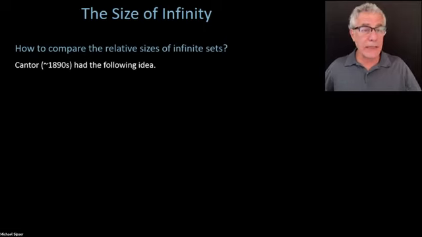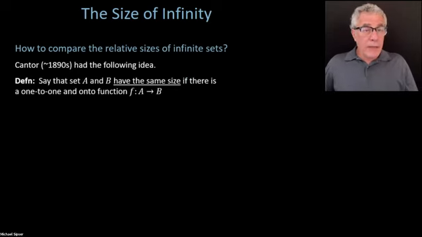And so Cantor had the following idea for comparing the sizes of infinite sets. And that was basically to see whether you can have a function that would map from one set to the other set with certain properties. And those properties have traditionally been called the one-to-one and onto properties for the function. I'll tell you what that means. But the concept is very simple.